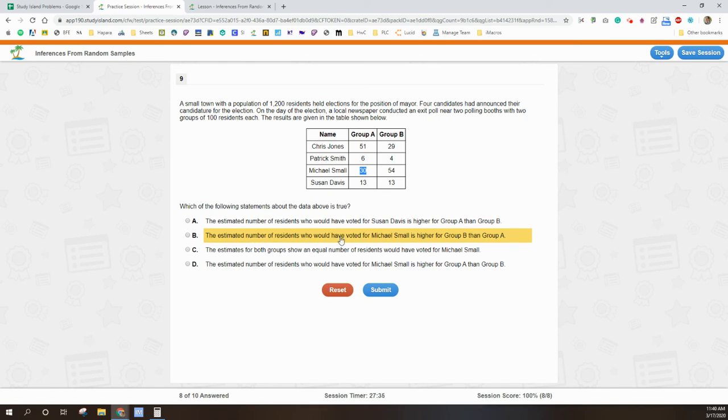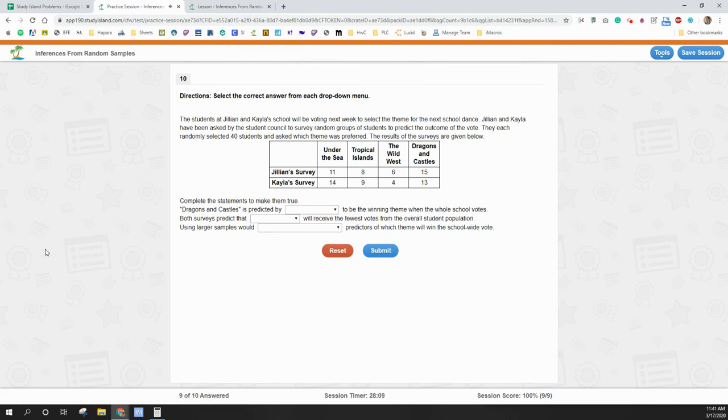The estimated number of residents who would have voted for Michael Small is definitely higher for Group B than Group A. Let's look at C and D and make sure that they are wrong. The estimates for both groups show an equal number of residents who would have voted for Michael Small. That is not true. B is higher. Just as we just determined, 54 is much more than 30. And finally, the estimated number of residents who would have voted for Michael Small is higher for Group A than Group B. No, Group A has 30. That is not more than Group B, so that is wrong. And so the answer B is correct.